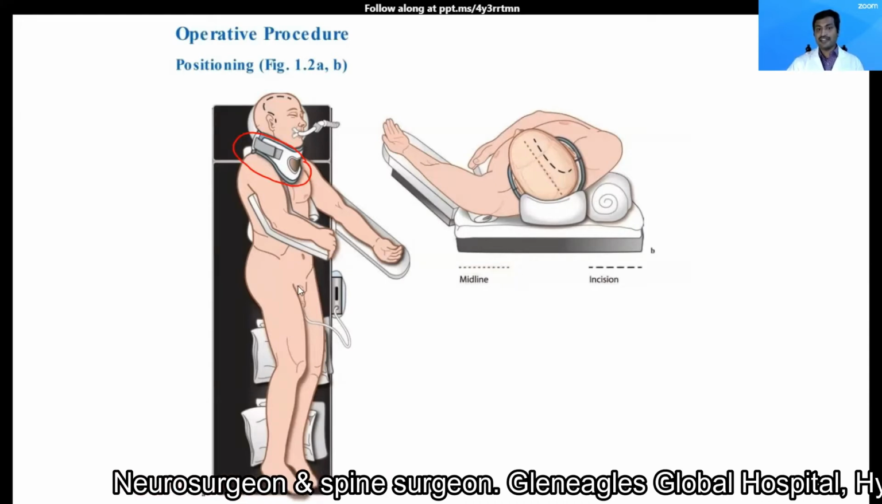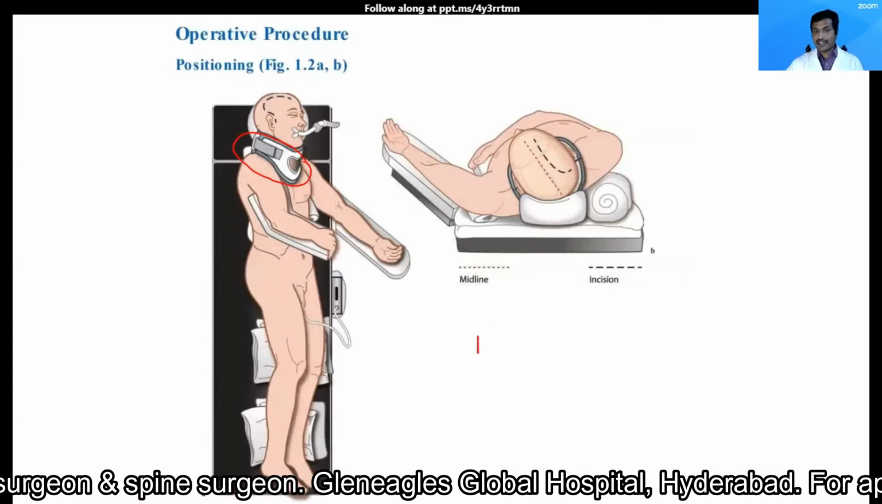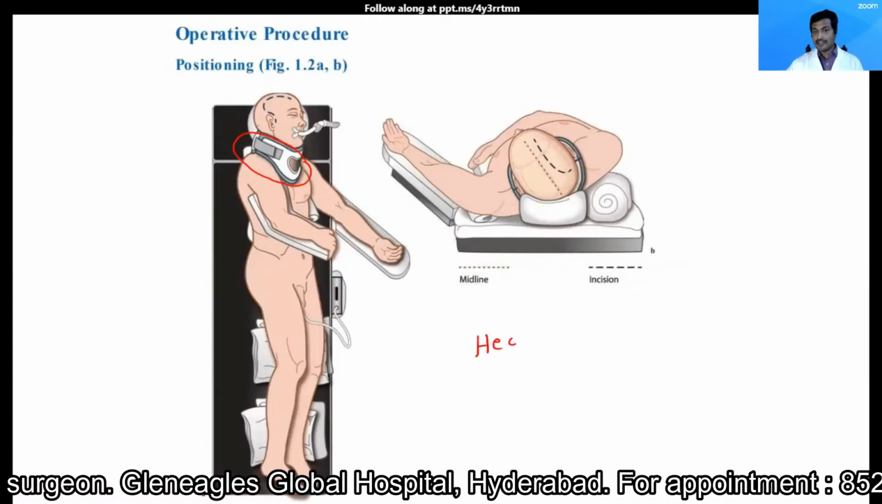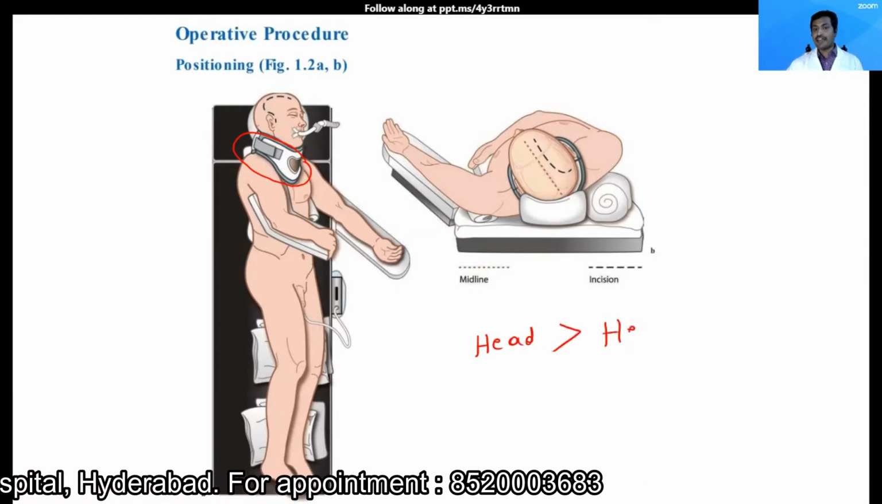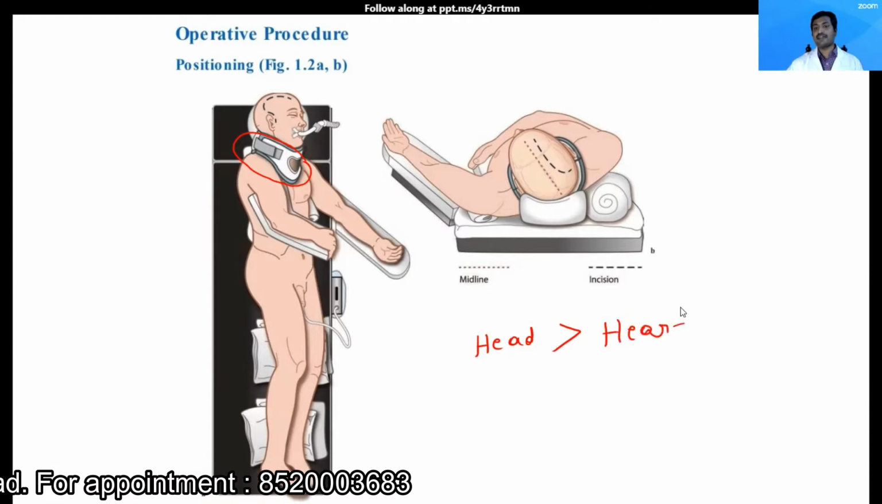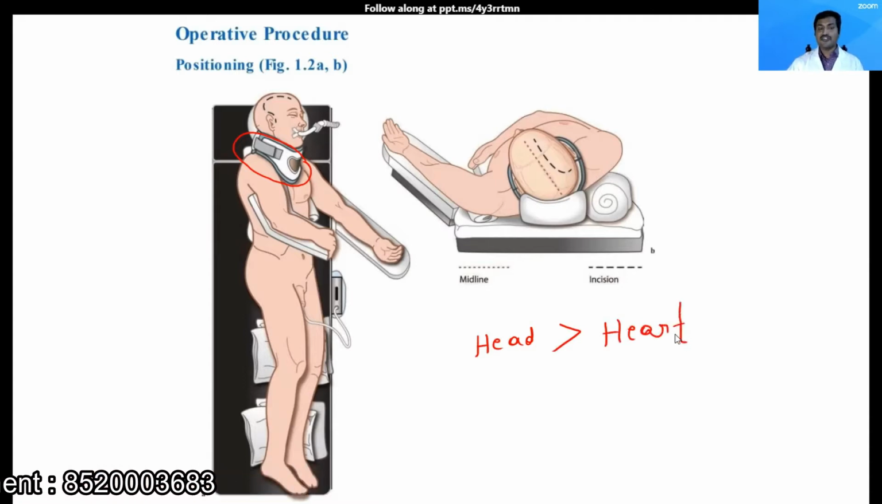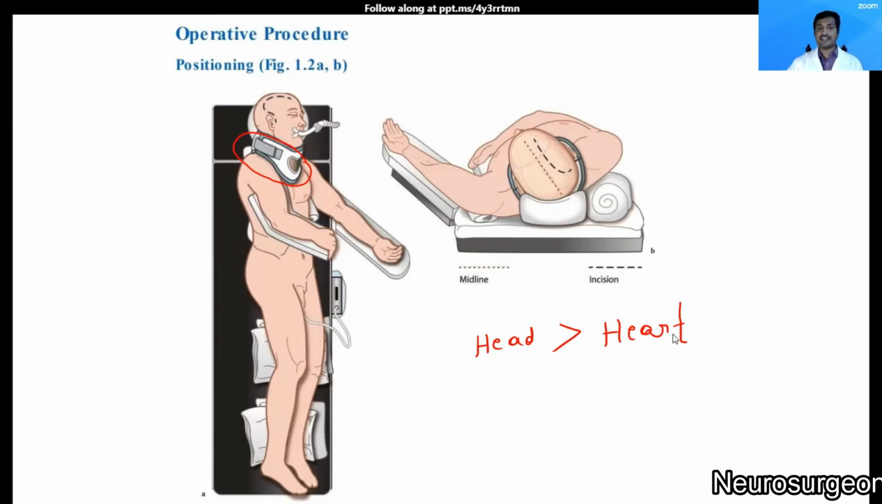One more important thing is you should ensure that the head end of the patient is above the heart level. That is, I will place the patient in a reverse Trendelenburg position. This ensures venous return and prevents excessive bleeding.